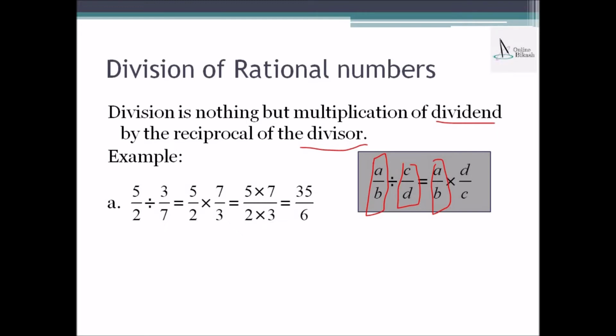5 by 2, I'm writing 5 by 2 here. Division has been changed to multiplication sign. 3 by 7 has been changed to its reciprocal, that is 7 by 3. Very simple. Okay? Now you see, 5 into 7, the numerator will be multiplied.